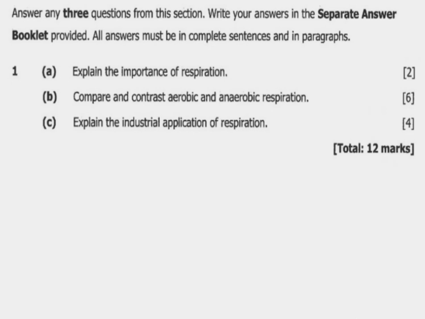So we have 6 marks. We are going to divide it into 3 marks and 3 marks: 3 marks for comparing and 3 marks for contrasting. The last question, explain the industrial application of respiration. So let's start answering the questions.